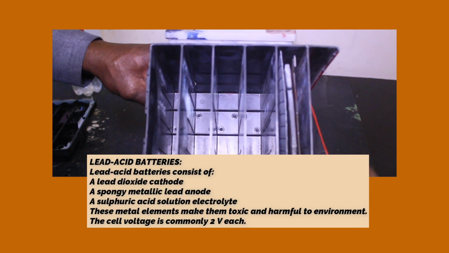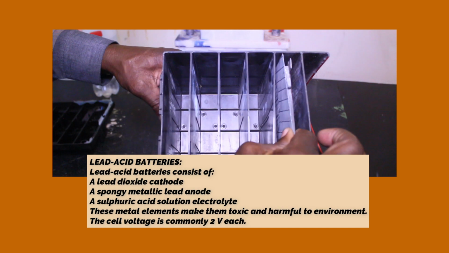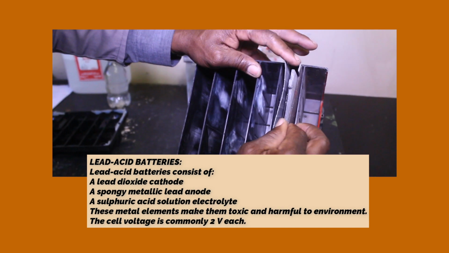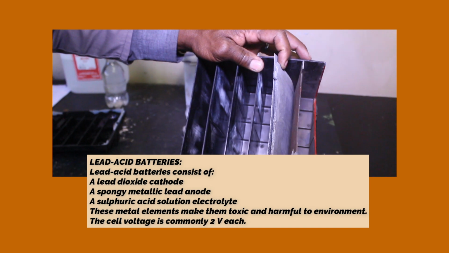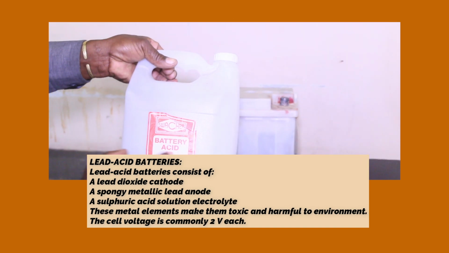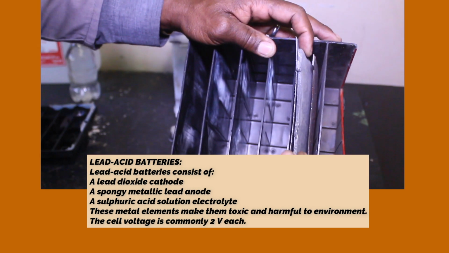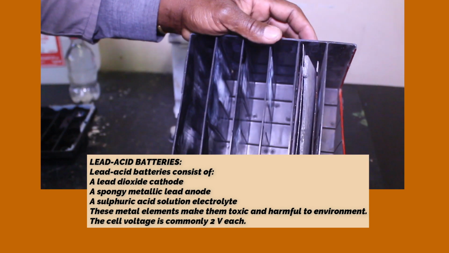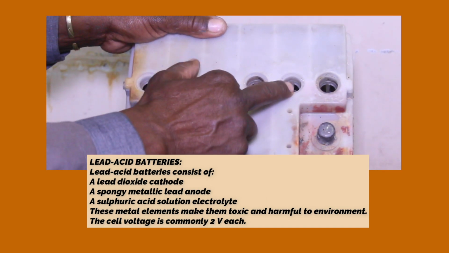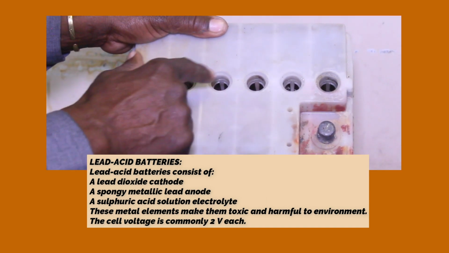Lead-acid batteries consist of: 1. A lead dioxide cathode, 2. A spongy metallic lead anode, 3. A sulfuric acid solution electrolyte. These metal elements make them toxic and harmful to the environment. The cell voltage is commonly 2 V each.